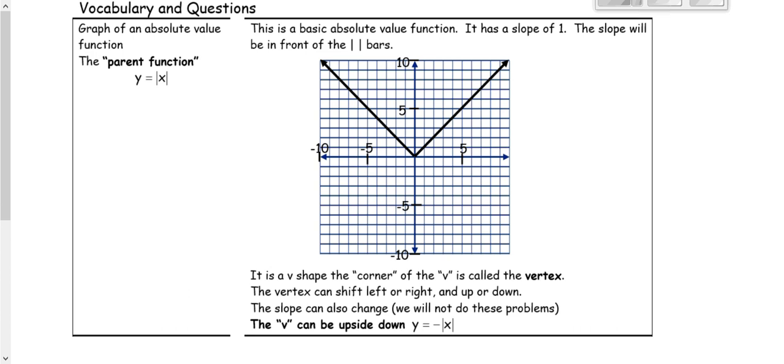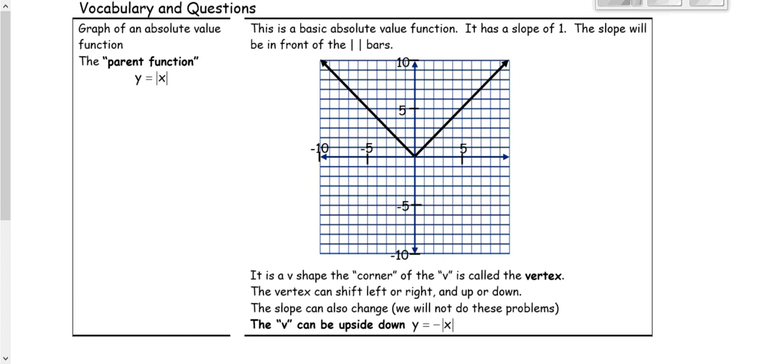In this lesson, we are going to talk about graphing an absolute value function. So let's start by looking at the parent function, y equals the absolute value of x. So this picture that we're looking at is what we call the parent function.